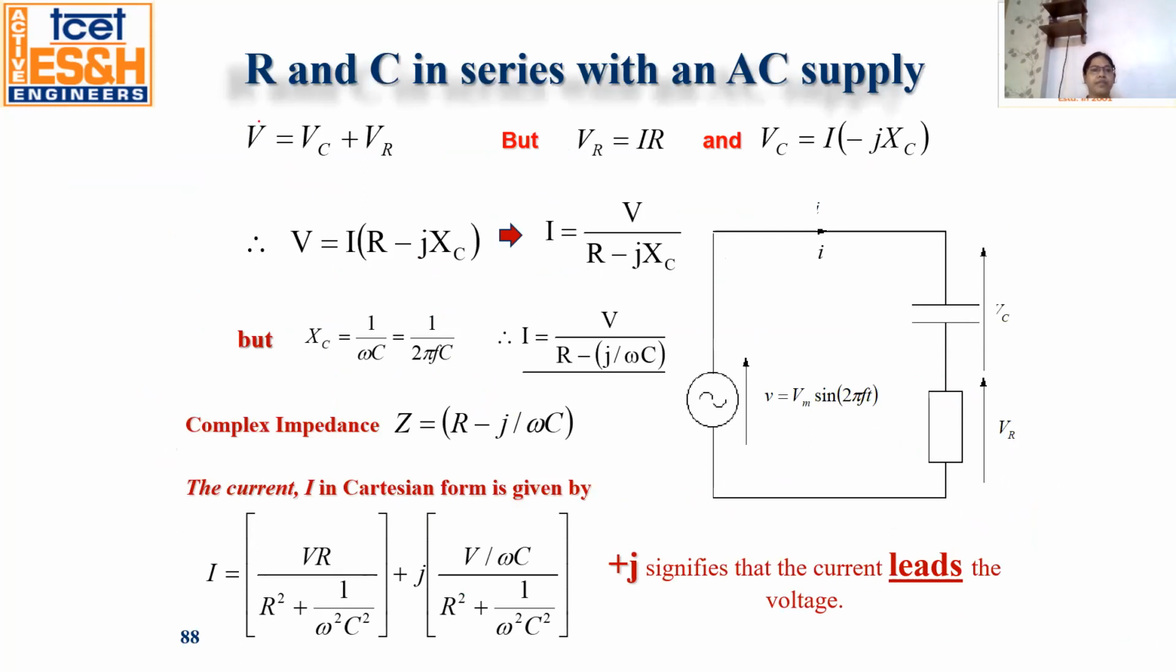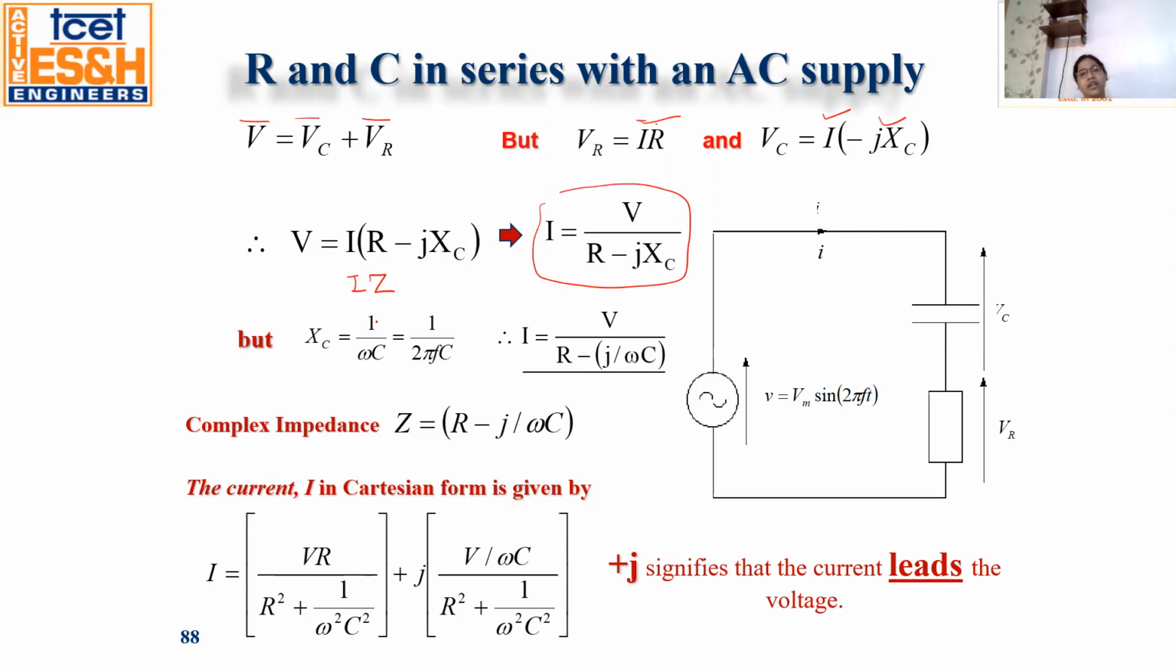Now this is the revision part. See, total voltage is the summation of VC plus VR. VR is I into resistance. VC, the voltage across the capacitance, is I into minus JXC. So you can represent total V as I multiplied by impedance, I into Z. So Z is equal to R minus JXC. You can also write the equation for I: I is equal to V divided by R minus JXC. So this is the equation for I.